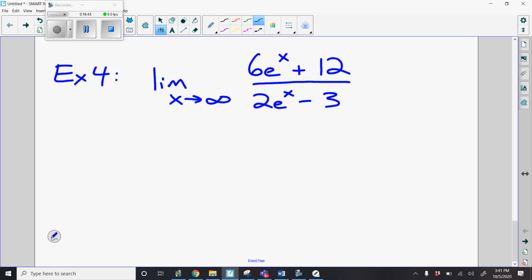So as x goes to positive infinity, those e to the x's are, in a sense, going to cancel each other out, right? Because they're going to make the same number, however big it is, it's going to be the same on top and the same on bottom. And we're just going to get that ratio of the coefficients of 6 over 2.